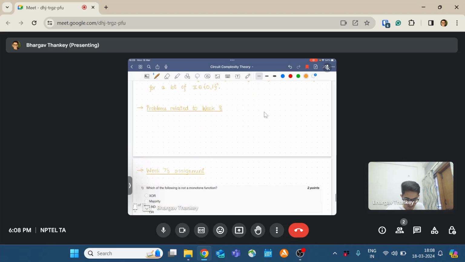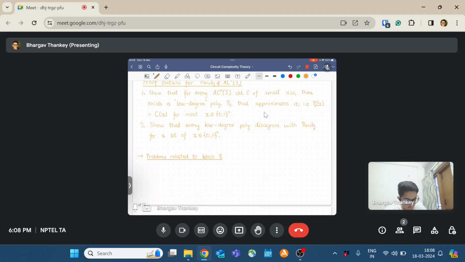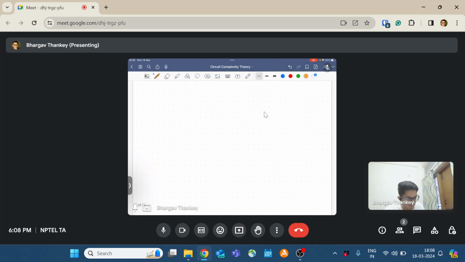Let me add a page. The first problem is to show that every function can be represented by a multilinear polynomial.